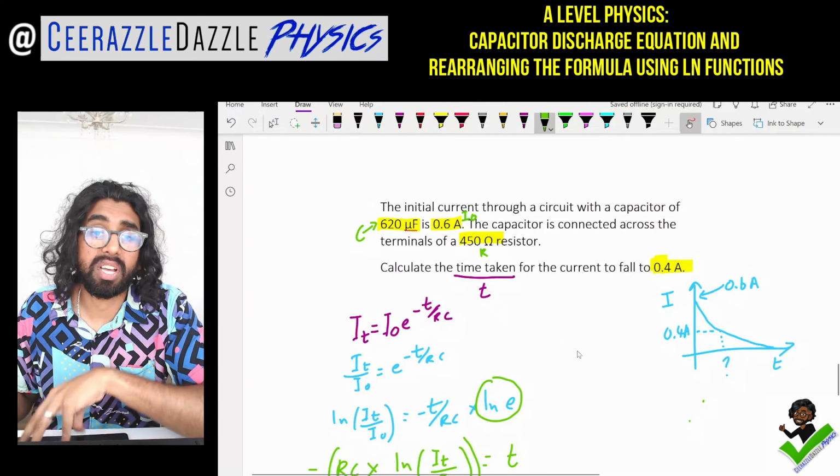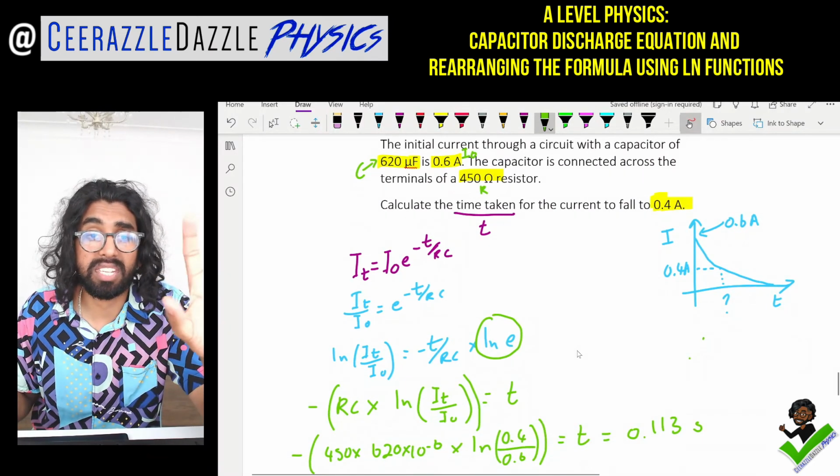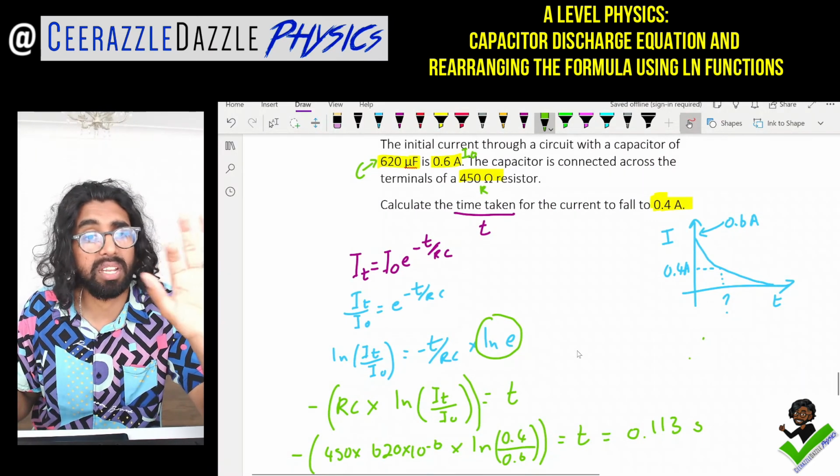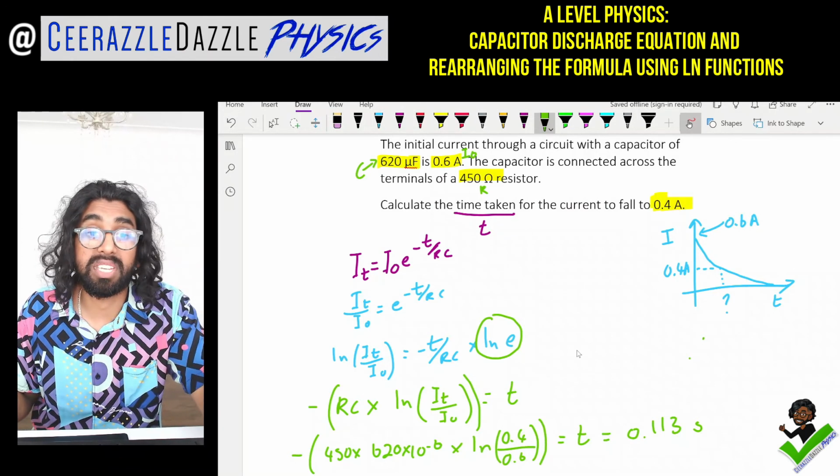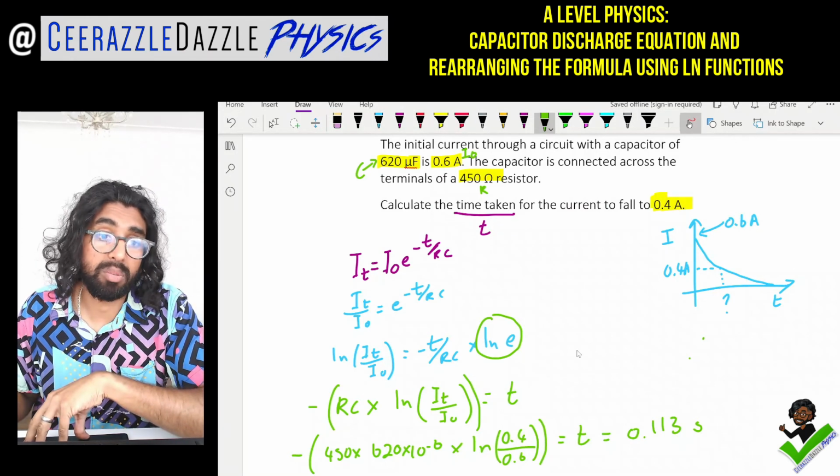Then afterwards we did a harder question. It takes a bit more time to pick out what I need to do this question. We found out that we can rearrange the formula to make t the subject as well, and we then learned that t is equal to 0.113 seconds.